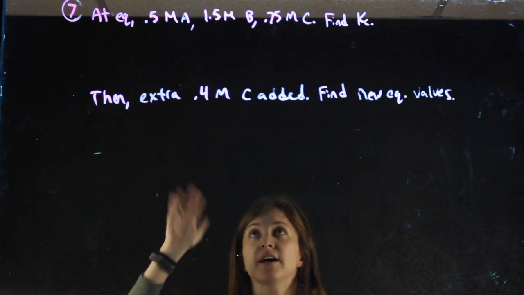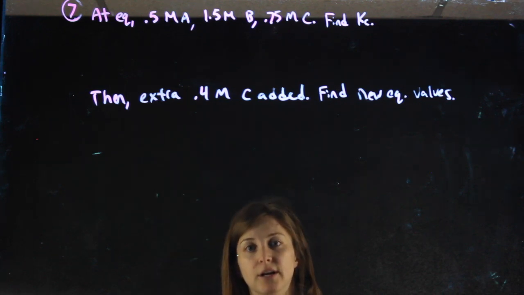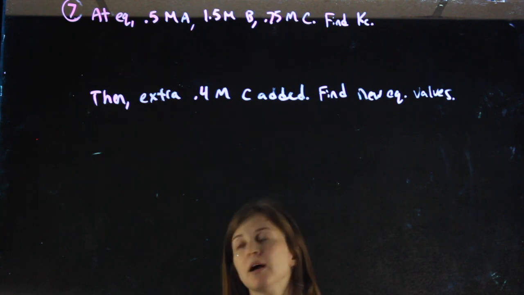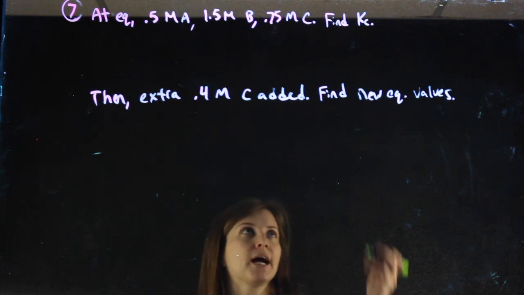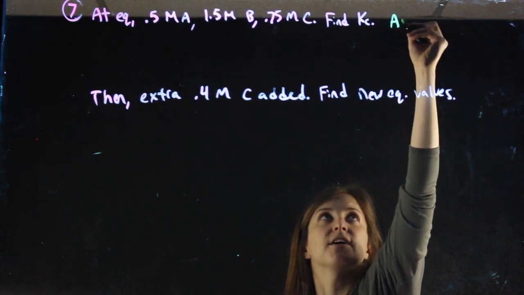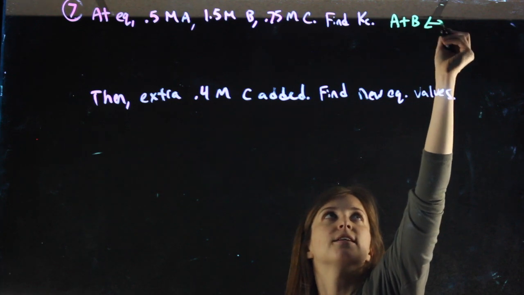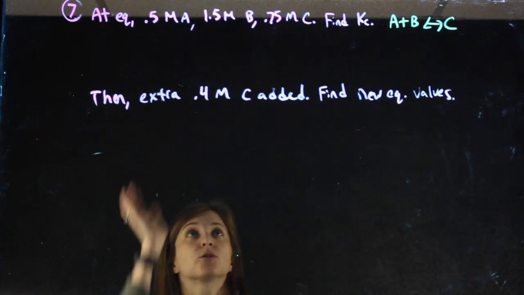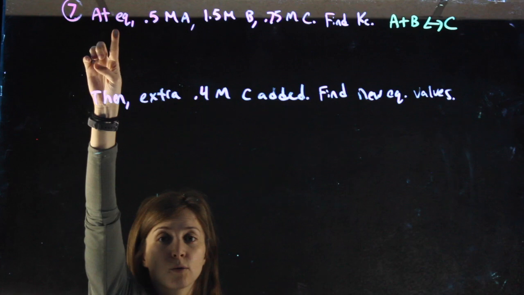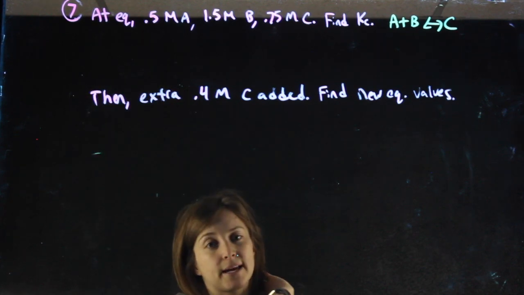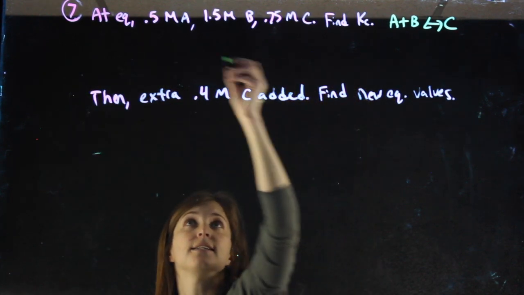Right, 7 starts with values that are already nicely in molarity and are already at equilibrium. I forgot up here to write out the reaction, but it was given. A plus B is in equilibrium with C. So I can take all of the values that they're at equilibrium and I just plug them into my Kc. I'm done with finding Kc.